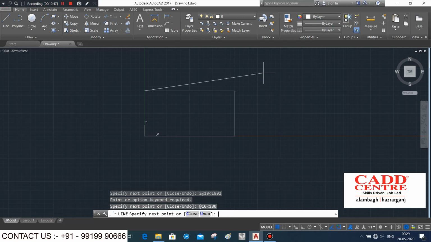Now we will join the line with the origin. For that we will provide the points as follows: @5<270. We can see our rectangle has been completed by using this polar coordinate system. Now we will cancel the line command by pressing the escape key.